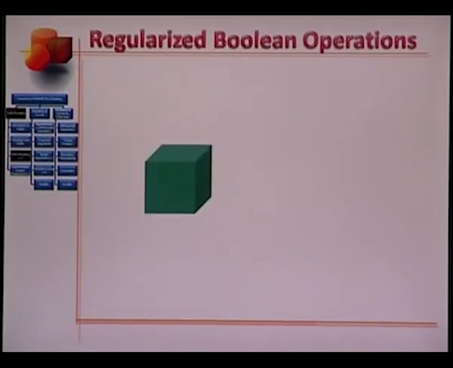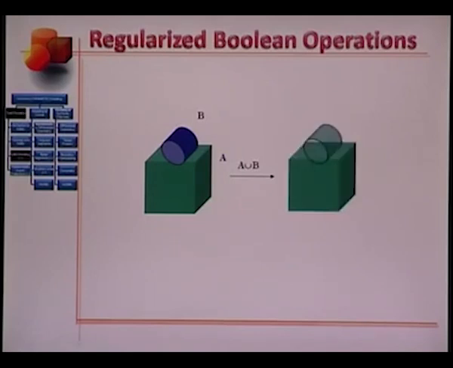Let's look at a few more examples. We have a cube, and now we have a cylindrical primitive sitting over the top face of the cube. The cube is solid A, the cylinder is solid B. If we try to compute the union between the two solids, we get this solid with a common edge between the two primitives.